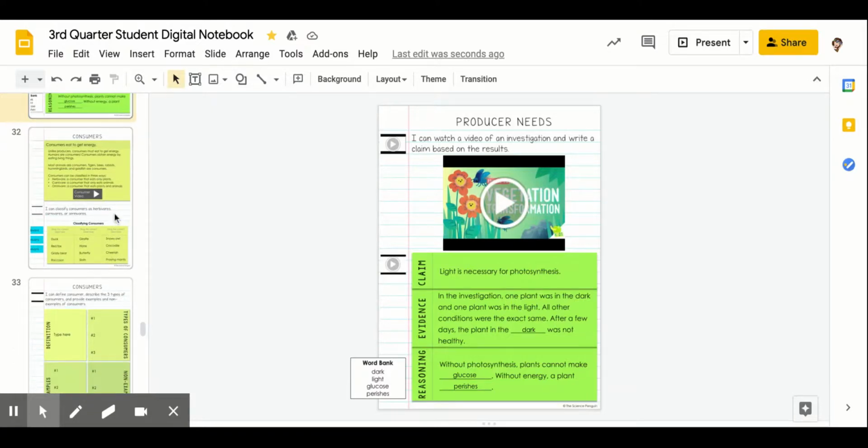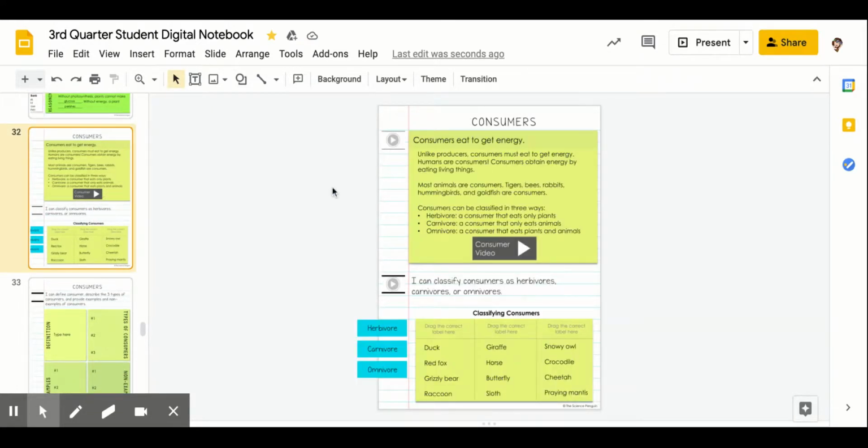Let's talk about consumers. So consumers, instead of producers, how they needed photosynthesis to get that energy, consumers eat to get energy. So us as humans are going to be consumers. Unlike producers, consumers must eat to get energy. Humans are consumers. Consumers obtain energy by eating living things. So living things would include plants and animals.